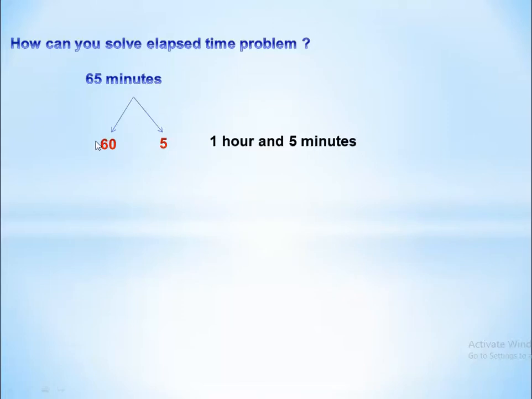60 minutes means 1 hour. So it will be 1 hour and 5 minutes. Find the result of 3 hours and 55 minutes plus 2 hours and 20 minutes.